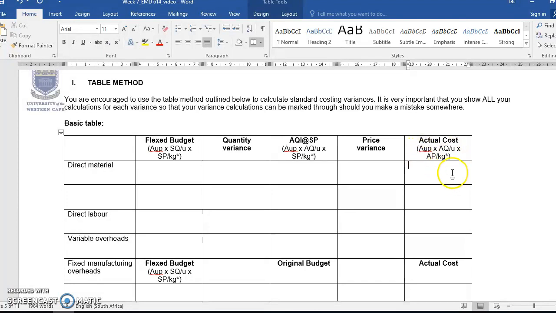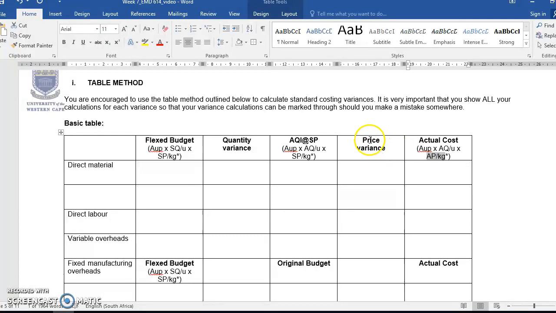Alright, so this column is a column that you would fill in from a question. You would have to identify what is the actual price multiplied by the actual quantity. Then you skip this column and you go to this column, because this column would be the actual quantity, but we multiply that by the standard price, because effectively the difference between this column and that column should just be price. Both use actual quantity there, actual quantity there. However, the difference is here we use the standard price and there we use the actual price.